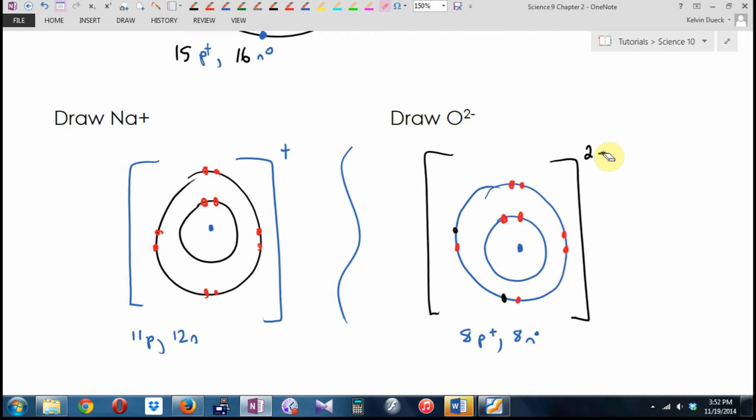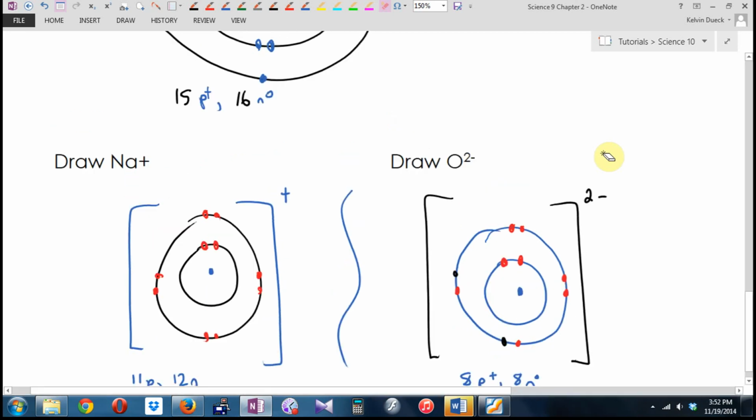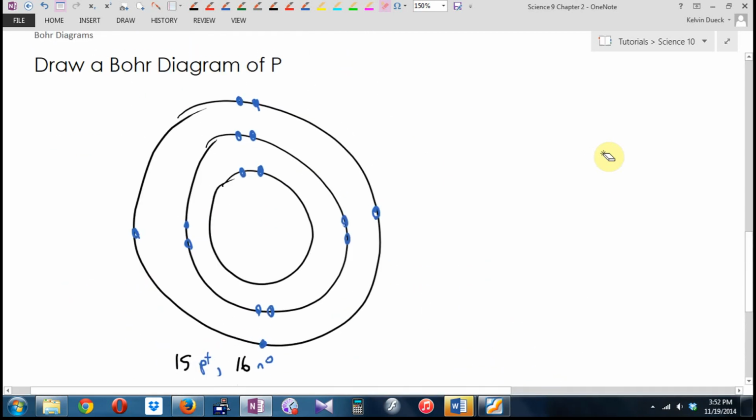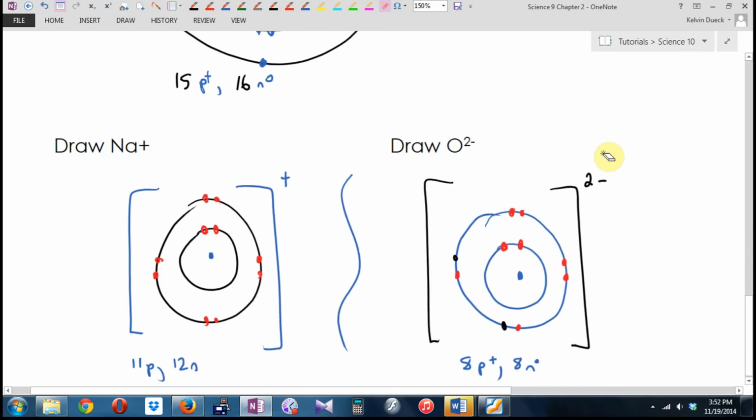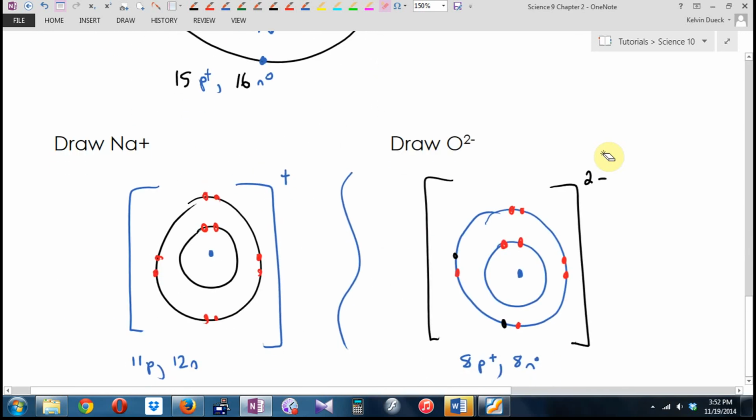So that's for ions. On your test, I'm probably going to ask you to draw an atom of something, Bohr diagram, and I'm going to ask you to draw an ion of something, Bohr diagram. What else is on your test?